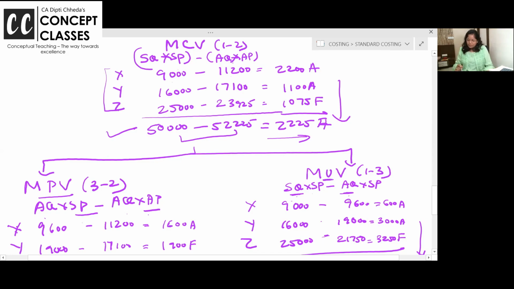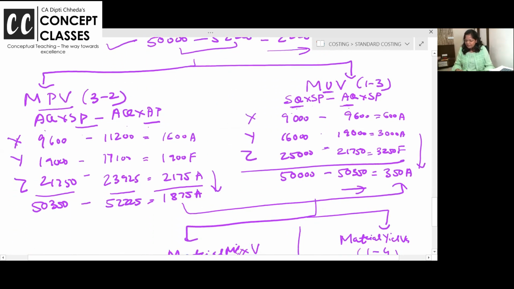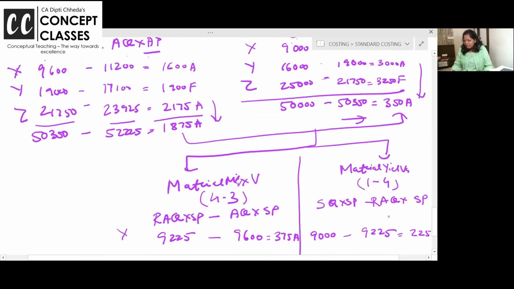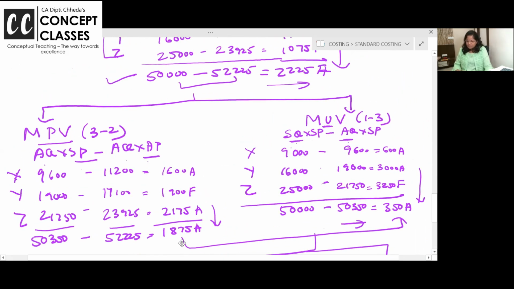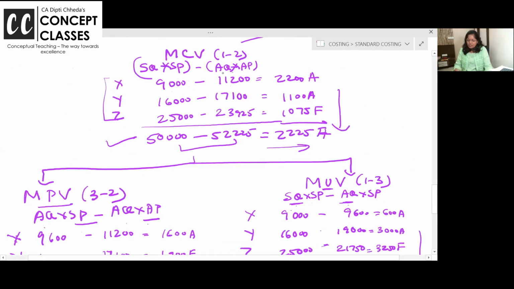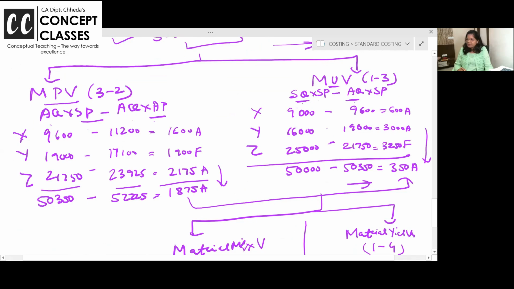Now what is your first column? Standard quantity, standard price. Actual quantity, actual price. Third column, actual quantity, standard price. Fourth column, revised actual quantity into standard price. So everywhere it is standard price. Now what is the logic of cost variance? Standard quantity, standard price, actual quantity, actual price. Price variance.